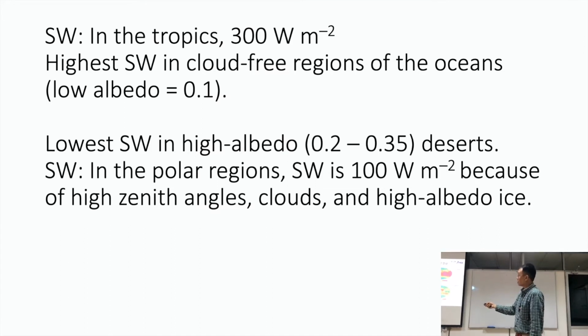So the highest shortwave radiation is in cloud-free regions of the ocean, meaning there's no obstruction to light coming down. And low albedo at 0.1 means it absorbs most of the light coming in. So that's why there's the highest shortwave radiation in the tropics. The lowest shortwave radiation is in high albedo areas, not that high, just slightly above 0.1, 0.2 to 0.35 in the deserts.